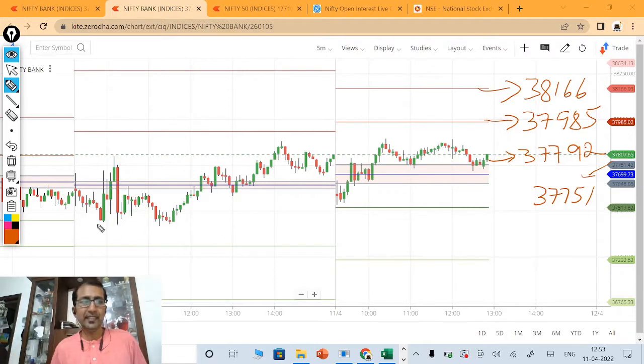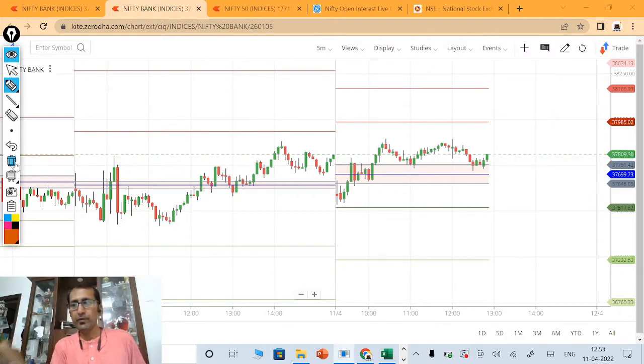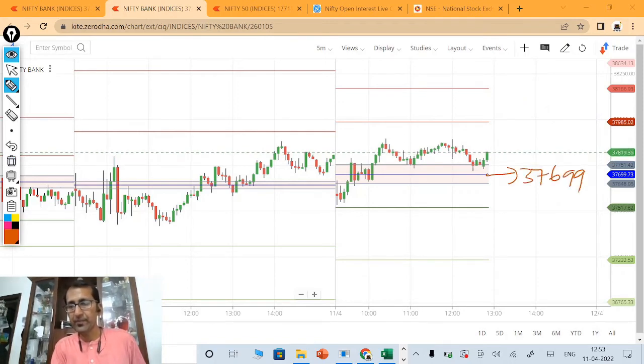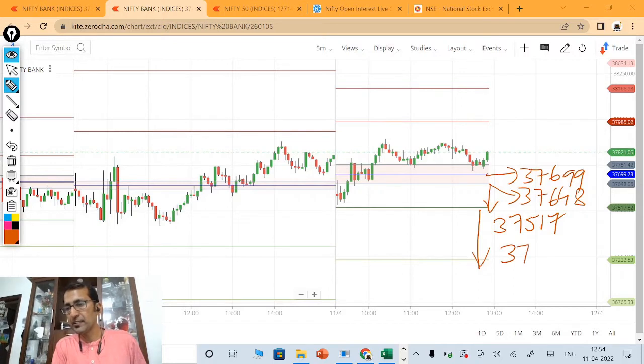As you can see, the central pivot is marked here in green color, 37,699. If it is continuously trading below the central pivot, and if it comes to a level of 37,648, you can short Bank Nifty for a target of 37,517. That is the first support. If that support breaks, then we have the next support at 37,232.